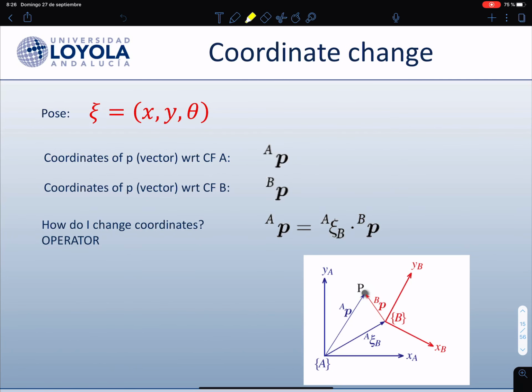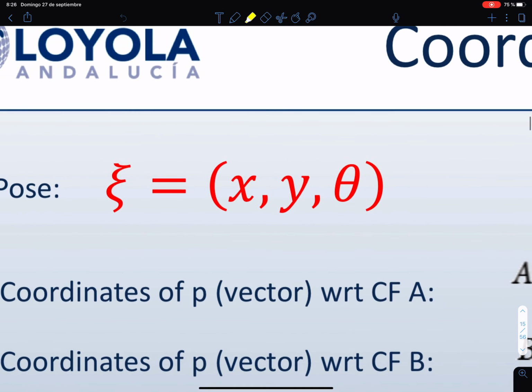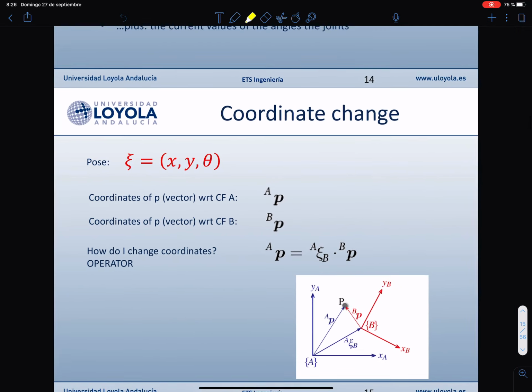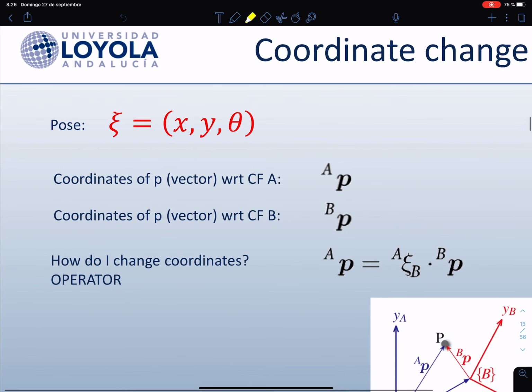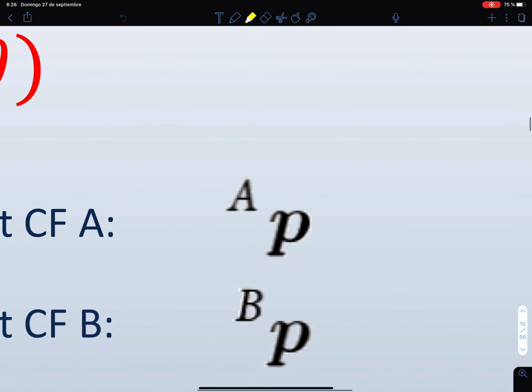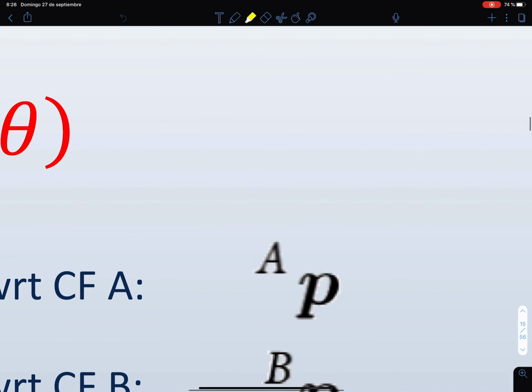Okay, so the pose is the set of these three coordinates. Now we are going to use a new notation which is represented by this expression PA. What does it mean, PA? P with left superindex A is the coordinates of a vector expressed in reference frame A.